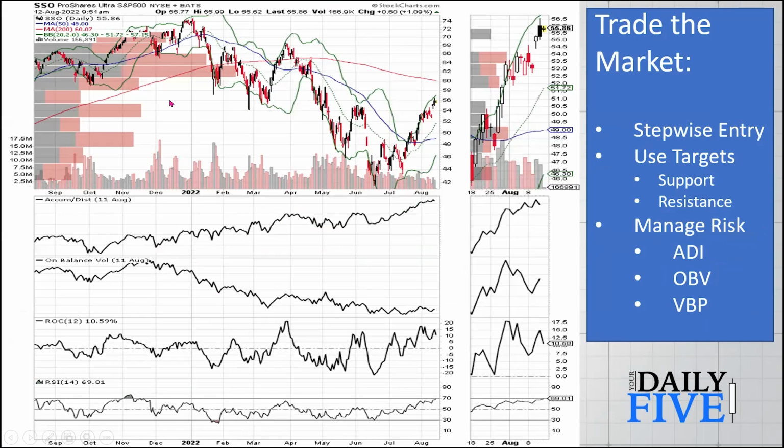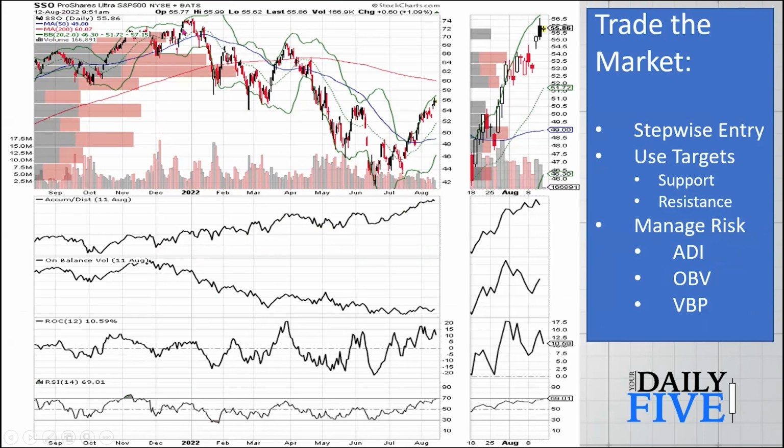You always have that vehicle that you want to have ready to go when you get the right signals. One of my favorites is the ProShares Ultra S&P 500 ETF, or SSO. This ETF moves at twice the rate of the S&P 500. Let's make this short and simple here.